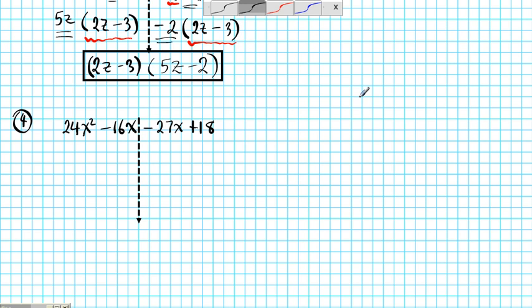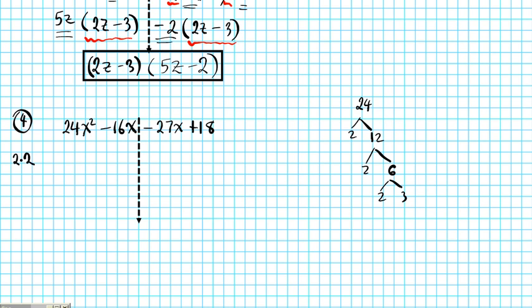Alright, let's break down 24 using my factor tree. I take out 2, 24 divided by 2 is 12, take another 2, 6, 2, 3. So that's the factored form of 24. So we're going to have 2 times 2 times 2 times 3 times x minus.